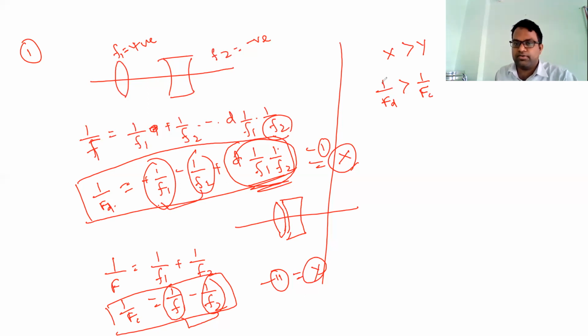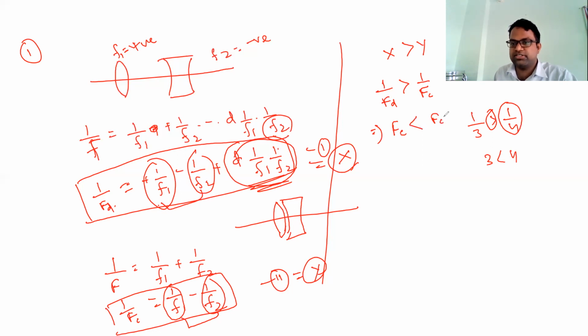Clear? Now, if a ratio is greater than, suppose you say 1 by 3 is greater than 1 by 4, then if we take their reciprocal, what will happen? The sign will change. That means you have to write that 4 is greater than 3. Yes or no? So here, which focus will be greater? If we take the reciprocal, then you will say FC combination.